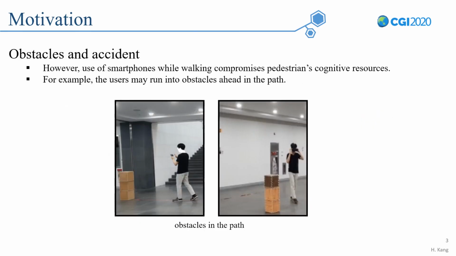However, use of smartphones while walking compromises pedestrians' cognitive resources. This is mainly due to the multitasking competition of limited cognitive resources. When a smartphone task is added to the walking task, one's spatial awareness of the surrounding environment becomes distracted and can compromise their safety. Then, the users may run into obstacles ahead in the path.